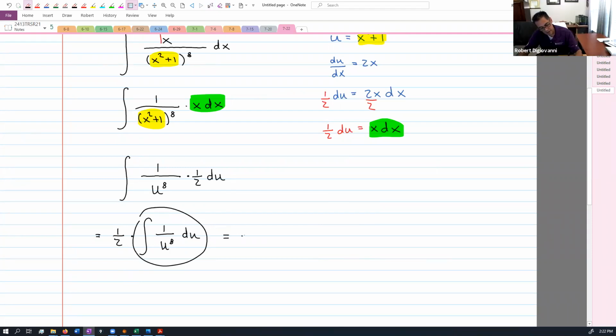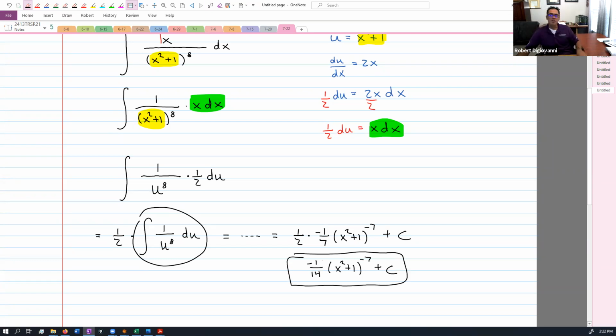This is going to be 1/2 times -1/7 (x squared plus 1) to the -7 plus c. And then you could put these together and get -1/14. So do y'all see now why being off by a constant really doesn't matter? That you can always scale right here. Right here, I scaled both sides. I scaled in order to make it look the way I wanted it to look.